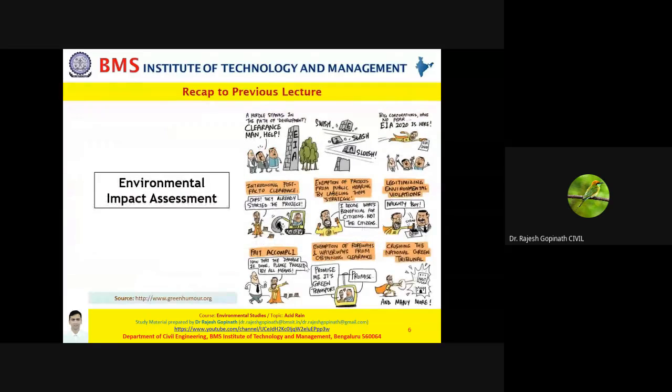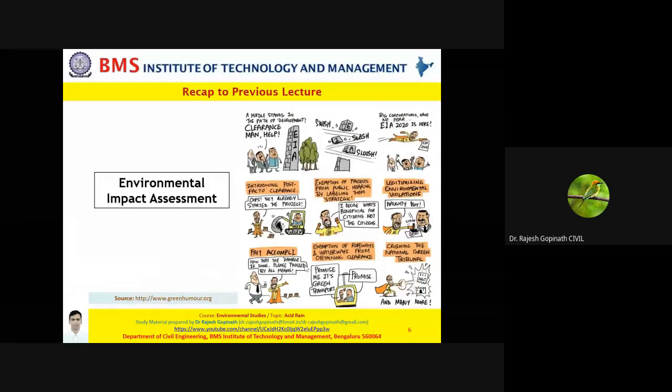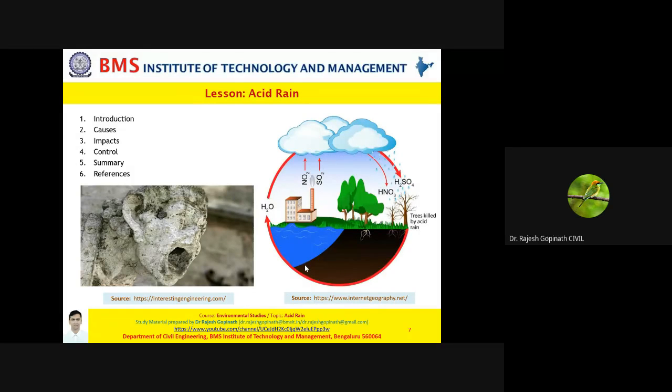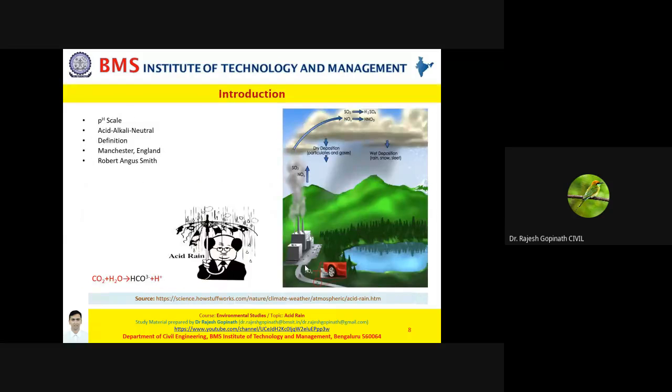Now, if you recollect in the previous session, we had a brief understanding of environmental impact assessment. Friends, in today's presentation, I will take you through the concept of acid rain. I'll introduce you to the basic concept. What are the potential causes? What are the sources? What is the implication of acid rain? How can we go about controlling it? Finally, I shall summarize it and list the references for your kind perusal.